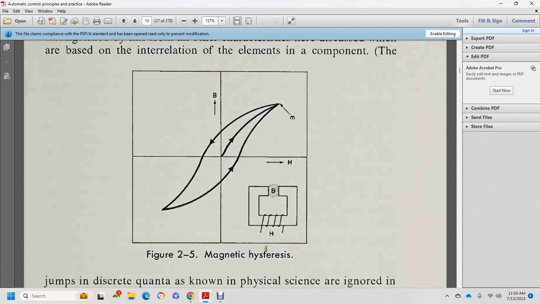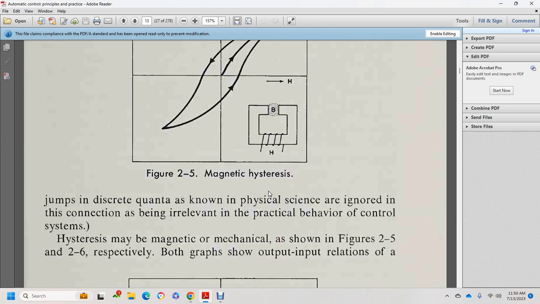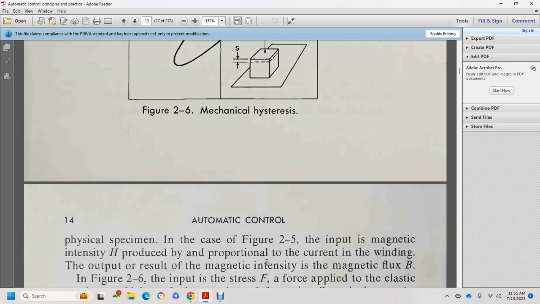Magnetic hysteresis. It shows a core winding and magnetic hysteresis. It is a discrete quantity known to physical scientists, but it is also relevant to the practical behavior of the control system. Hysteresis may be magnetic or mechanical, as shown in figures 2.5 and 2.6 respectively. Both graphs show output-input relationships of hysteresis.